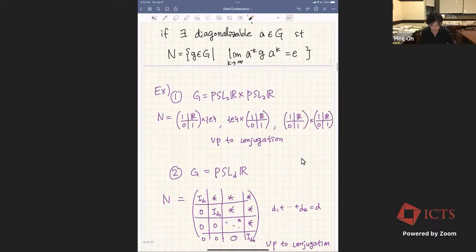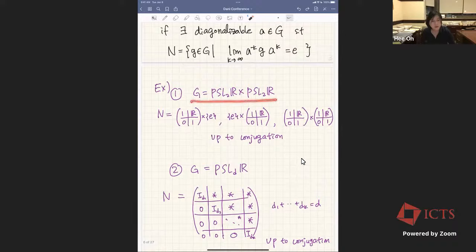Again, in these two examples, for instance, in the case when G is a product of two PSL2Rs, up to conjugation, there are 3 possible horospherical subgroups. The first one is the product of the upper triangular subgroup and the trivial group. For this group, we simply take any diagonal matrix from the first PSL2R times the identity. Then this N is the horospherical subgroup defined by that diagonal element. And also we can switch the roles of the first factor and the second factor, and then the identity times the upper triangular subgroup is another example of a horospherical subgroup.